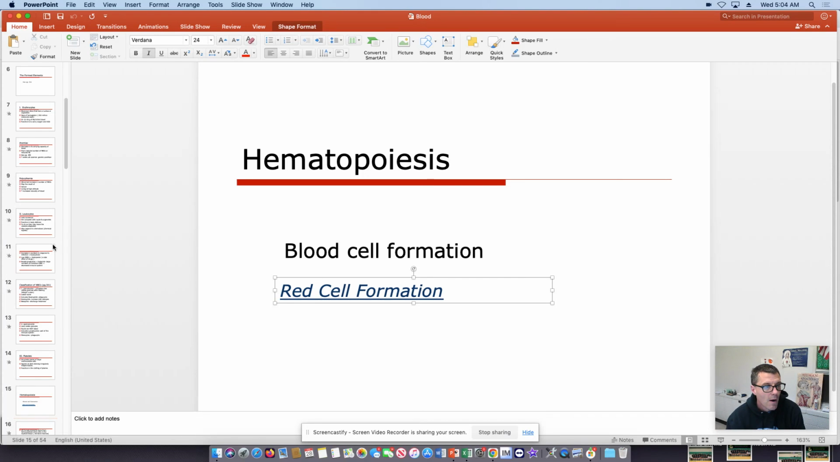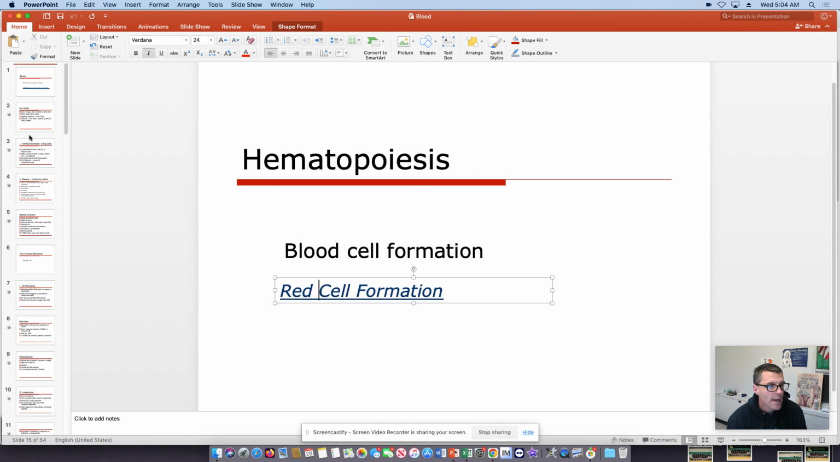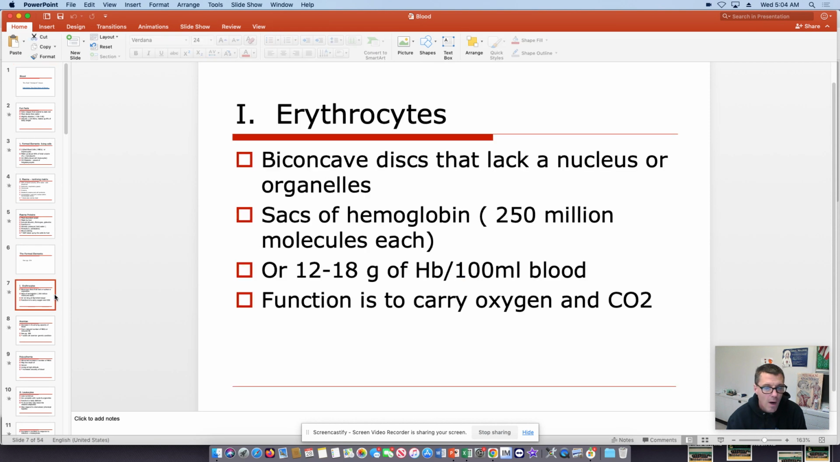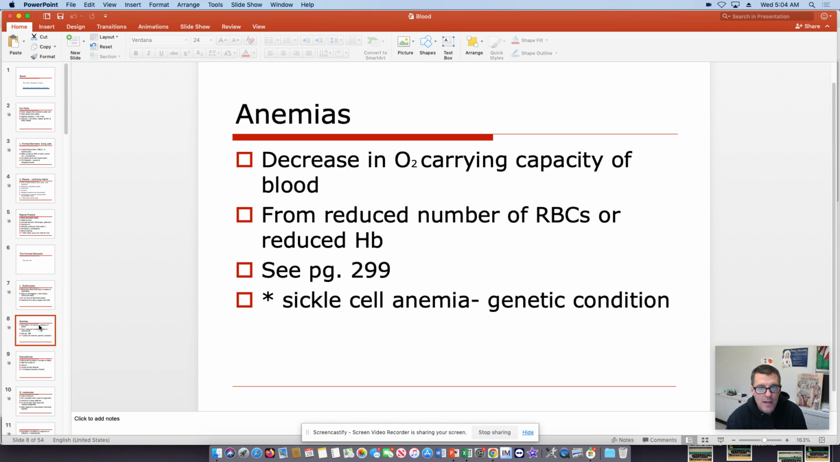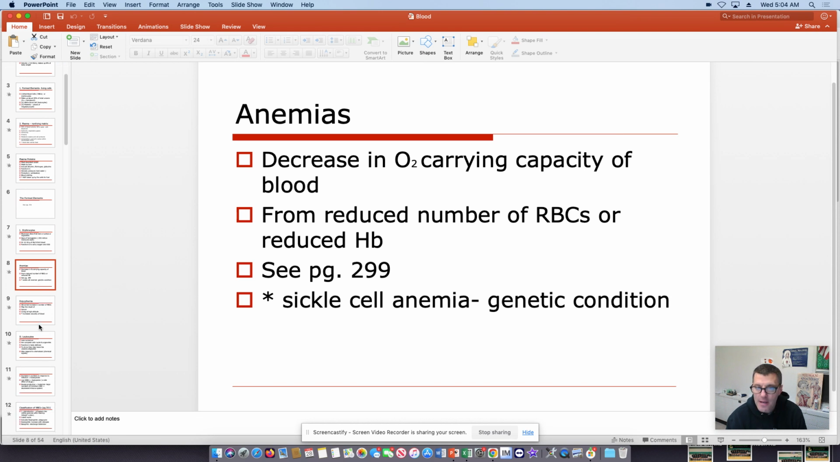All right. We are going to continue with the blood discussion. And we started out yesterday and talked about erythrocytes, which are red cells, a shortage of which is anemia, either not enough red blood cells or not enough hemoglobin, a key part of which is iron.